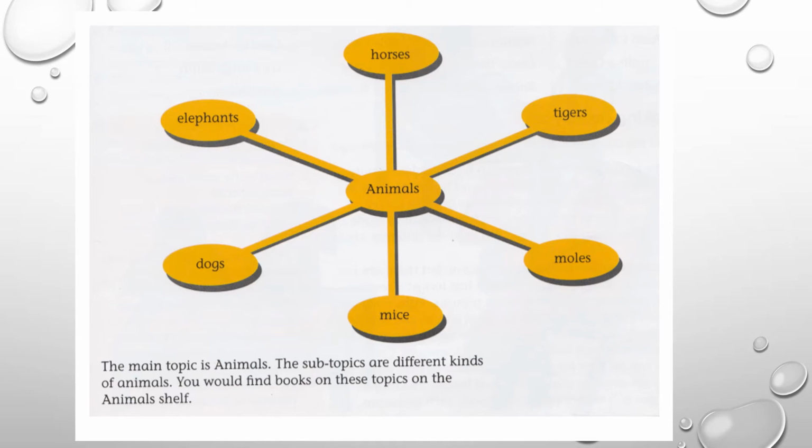So, for example, if you were going to the library and you wanted to look at all those animals, you would pick up the book Animals off the shelf, and it would have all those sorts of animals inside.